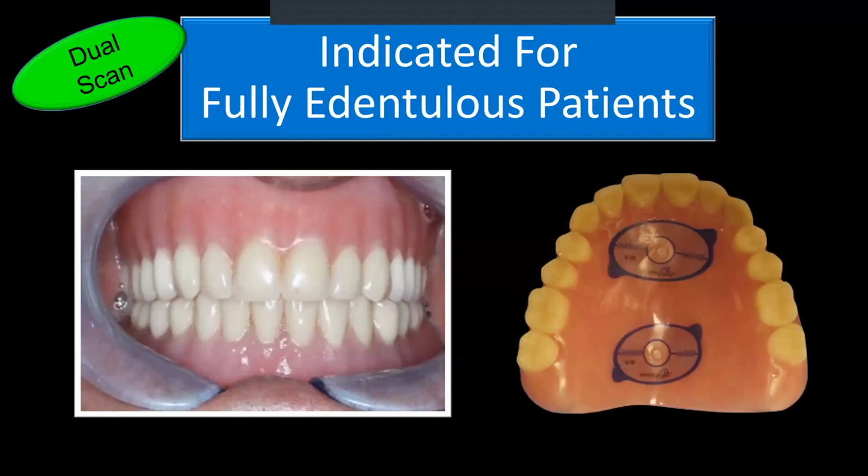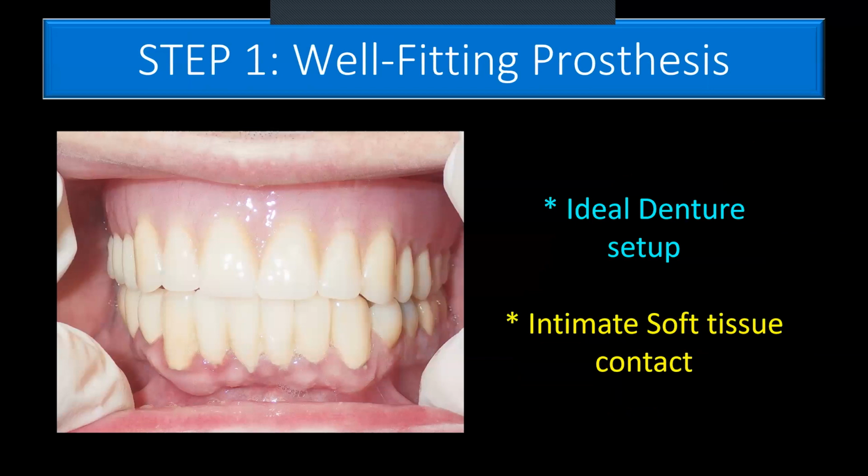So it's indicated for fully edentulous patients. They can be edentulous on one arch, they can be edentulous on both arches. It's the same technique here. But what we start with the dual scan is a well-fitting prosthesis. So when we're planning these edentulous cases, we want the teeth to be in the correct location because we're planning our implants there. So if a patient comes in with a denture where the teeth are all in poor location, roller coaster occlusion, or teeth are broken off, if we take a dual scan of that, we're going to be planning our implants where those teeth are. So we need to start with an ideal denture setup. We also need it to have intimate soft tissue contact, and we'll cover that in a little bit here.